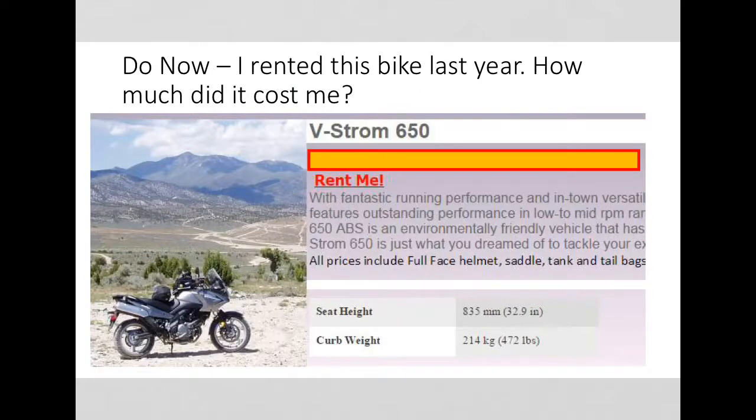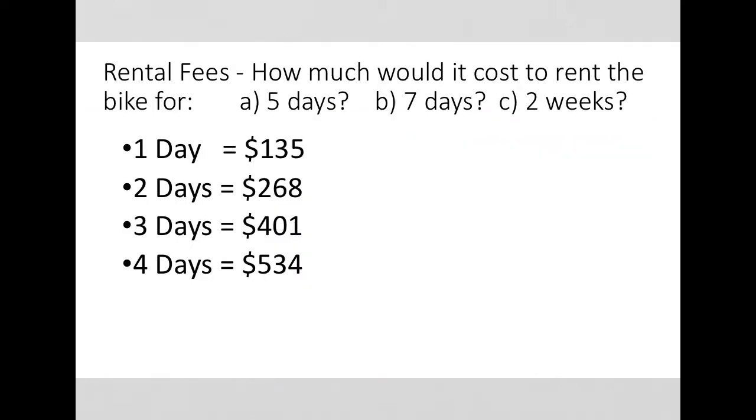So, this is a motorcycle that I rented from a guy here in town last year, Suzuki V-Strom 650. And with this rental, there were specific prices laid out for how I could rent this based on how many days I was renting it for. I have those prices listed here. 1 day was $135, 2 days was $268, 3 was $401, and 4 was $534.